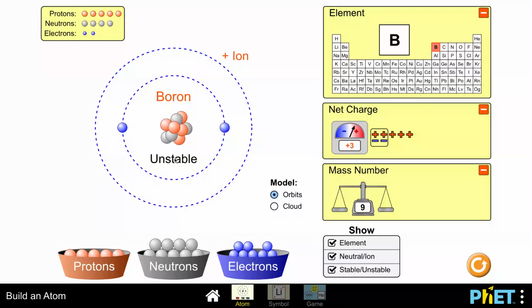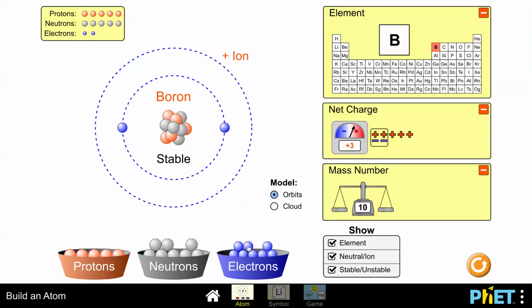Neutrons, what happens when I take away a neutron is neutrons are actually what determine the stability of the atom. And then when you look at electrons, remember that protons are positive, neutrons are neutral, and electrons are negative. So the amount of electrons is going to determine the charge on the atom. So right now my atom's positive because I have more protons than I do electrons. You can see that I actually have 5 protons and 2 electrons.